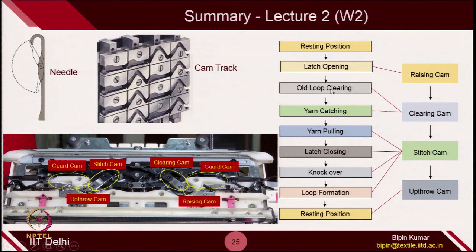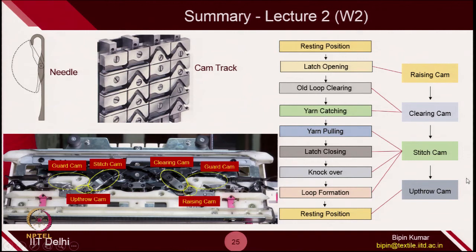So this was the loop formation process. We started from the resting position of the needle, then the latch of the needle opens up, then the old loops get cleared and come out from the latch. After that the head is free, so the head of the needle catches the yarn, then it pulls it up, then the latch gets closed, finally the old loop is knocked over and the new loop gets formed, and again the needle goes back to the resting position. So the process is very synchronized, and the timing is also extremely crucial during the knitting process.